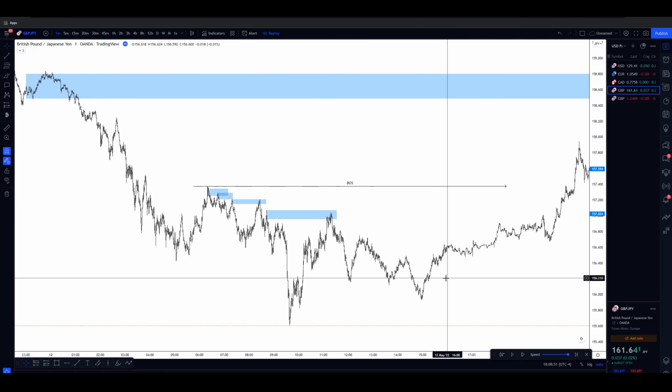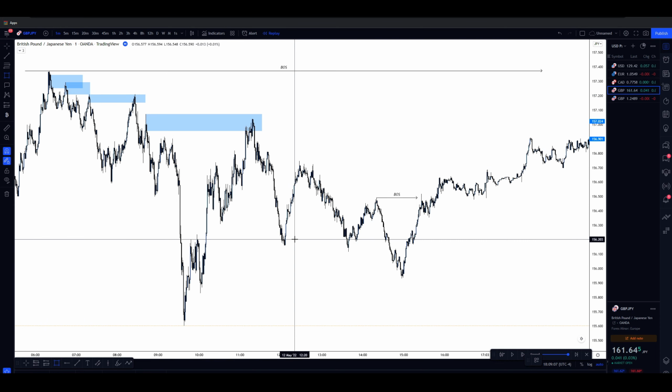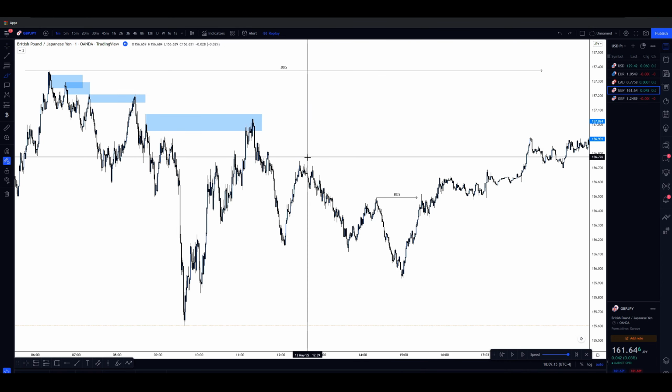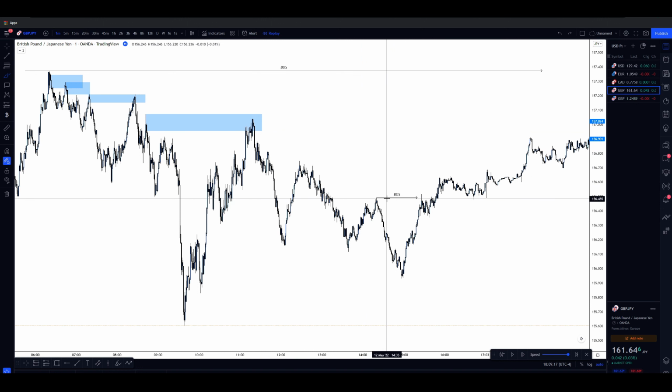Once we've seen that there's a smaller time frame micro break of structure, your first initial thought process should be, what is going to happen to my supply zone? All these supply zones that were once maintained and held, what is going to happen to it? Now the answer is these supply zones are basically going to turn into liquidity. Why? How come supply is turning into liquidity? Well, because structure is no longer bearish.